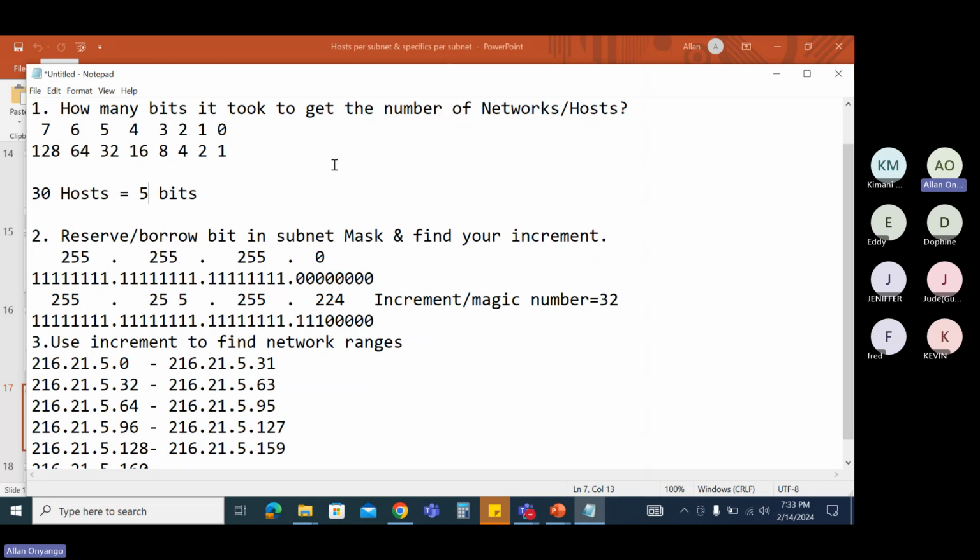So how do we reserve? It is class C, isn't it? So the subnet mask is the same, slash 24, 255.255.255.0, which is right here. And so what we do is that we want to reserve. Now, listen, check how we reserve, guys. When you want to reserve, you start from right coming to left.